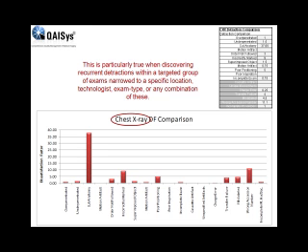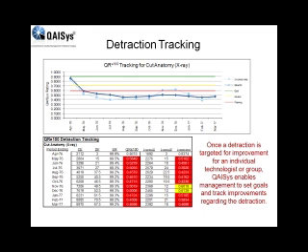This is particularly true when discovering recurrent detractions with a targeted group of exams narrowed to a specific location, technologist, exam type, or a combination of these. Once a detraction is targeted for improvement for an individual technologist or group, QAISys enables management to set goals and track improvements regarding the detraction.